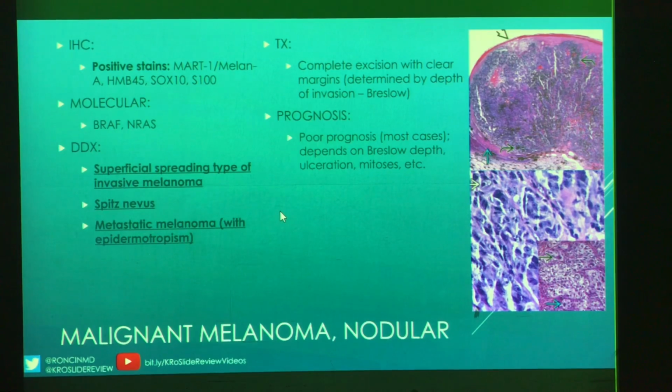Malignant melanoma nodular type generally has a poor prognosis, and again, that has to do with, is it growing fast? Is it having increased depth of invasion? Ulceration is a bad sign, as is increased mitotic activity. There's a lot of different factors with melanoma that go into prognosis, but that is your second most common type of malignant melanoma, the nodular type.